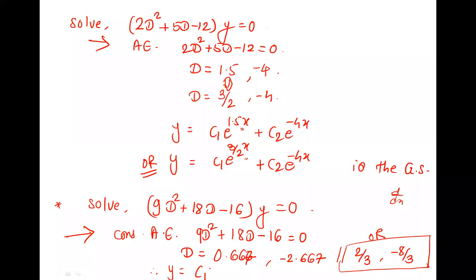Okay. Solution, c1 e raised to 0.667x plus c2 e raised to minus 2.667x, or this you can write if you want, is the general solution.